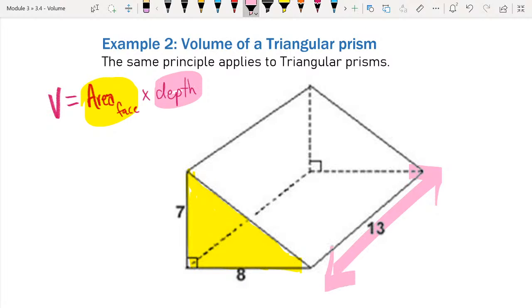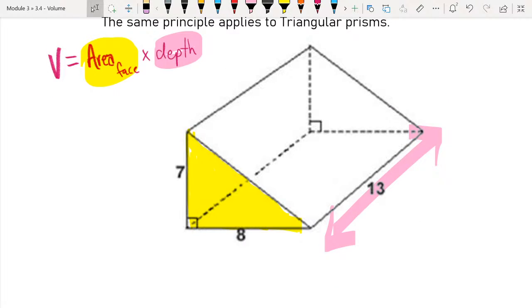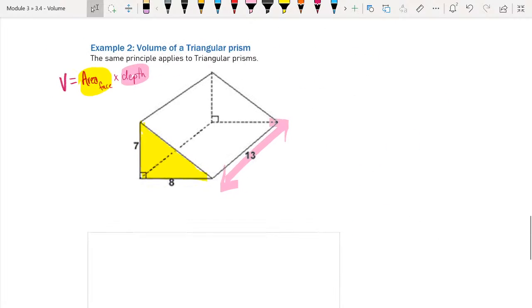In other words, how far back this is pushed. And if we do that, we'll know how big this is, how much space fits inside this triangular prism. So called because it's a prism, it's pushed back, it's extruded, and it has a triangular face. And we don't need to be super concerned about how to do this.